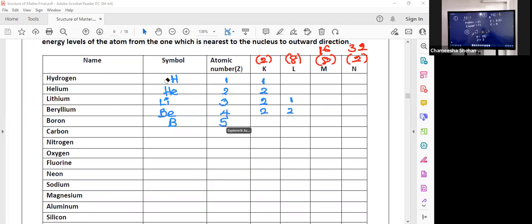Boron, capital B. Atomic number is 5. So that means electron number is 5. The first energy level can be occupied with a maximum of 2 electrons. In the second energy level, you can put all the 3 remaining electrons to get the 5 electrons, right? So keep on doing like this. Carbon, atomic number is 6.